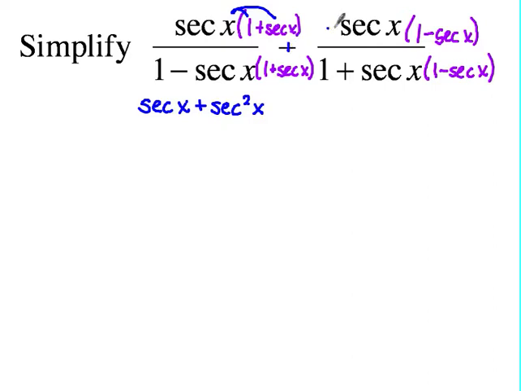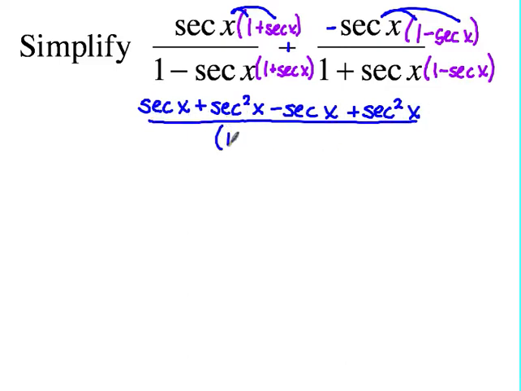Now this is actually a negative secant, so I'm going to change it to negative. And let's distribute that. Where does the 1 go? 1 negative. Because I took secant times 1 and then secant times secant. And so now I'm going to take negative secant times 1 and I get negative secant. And I'm going to take negative secant times negative secant, which is secant squared, all divided by 1 minus secant times 1 plus secant.